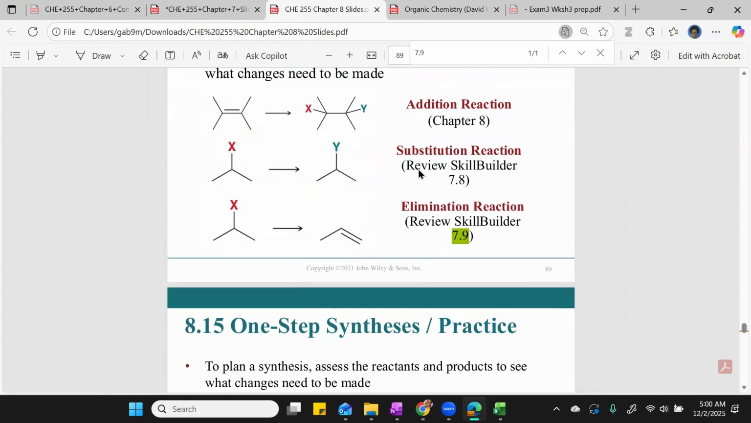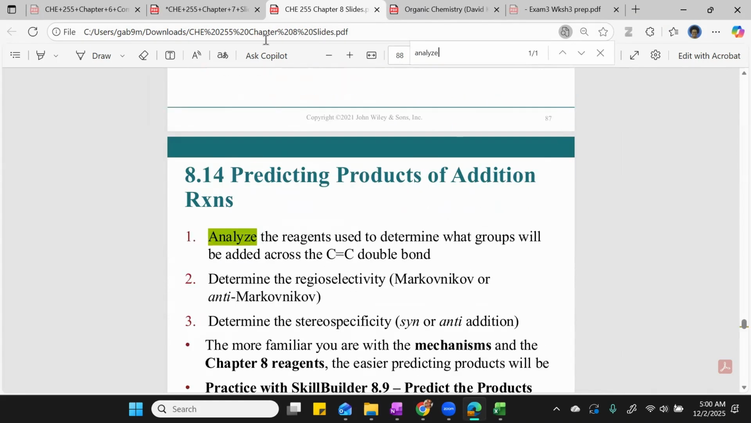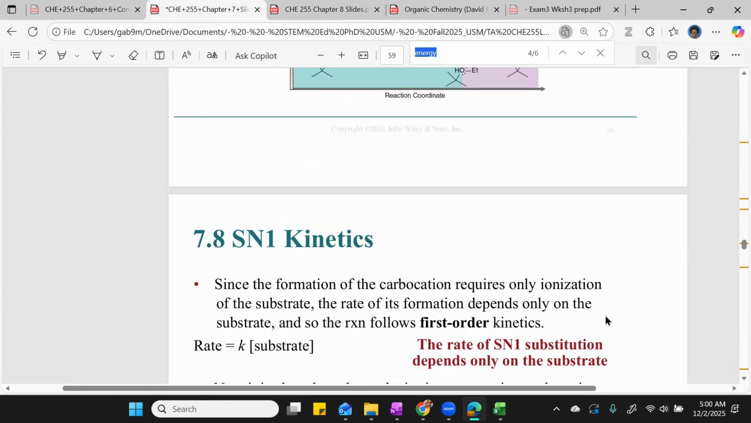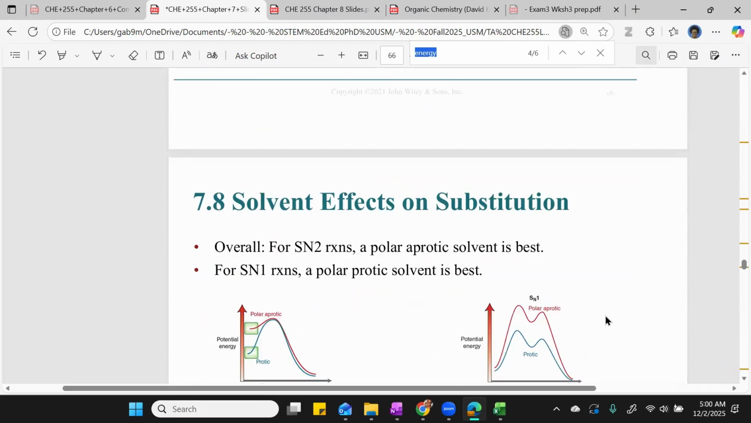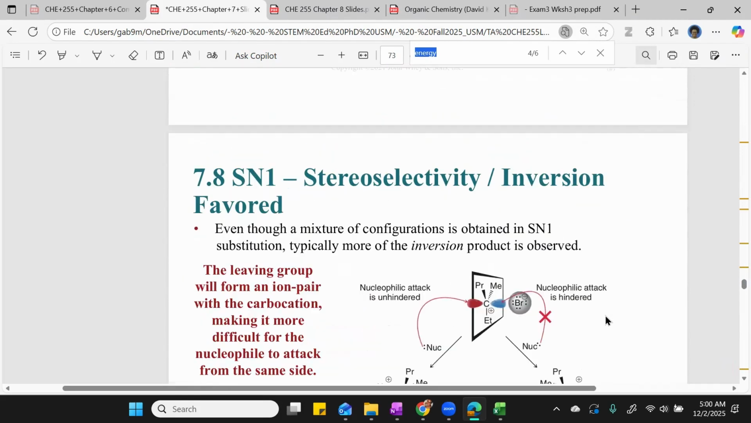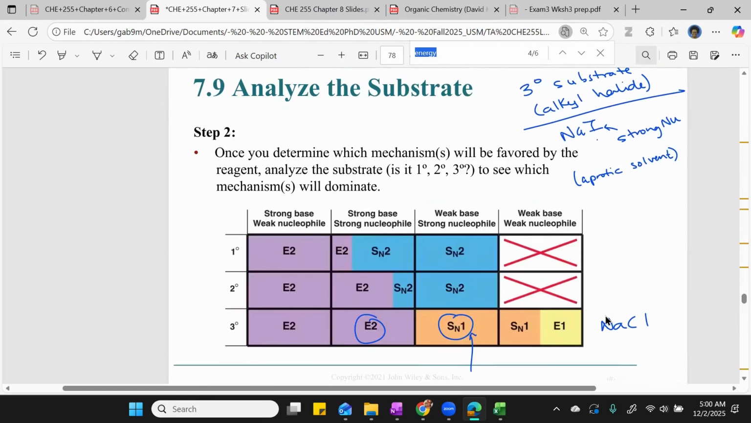7.9. Oh, this is chapter 8. Okay, I'm actually much closer than I think. So 7.9, on analyzing and determining, this table right here, right? You would consider this table. I mentioned it'd be good to probably remember this table as well, this chart.